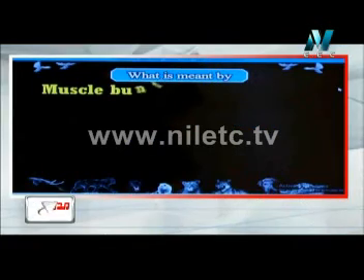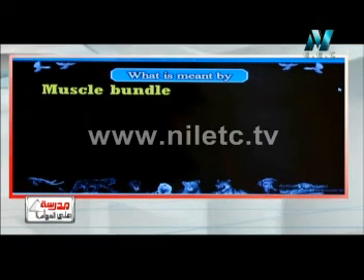But because of the presence of the two embryos in the same embryo sac, one of them may attach to the other in a certain part of the body. So the two fetuses that attach to each other in a certain part of the body, that's called the Siamese twins. The next question. What's meant by muscle bundle?